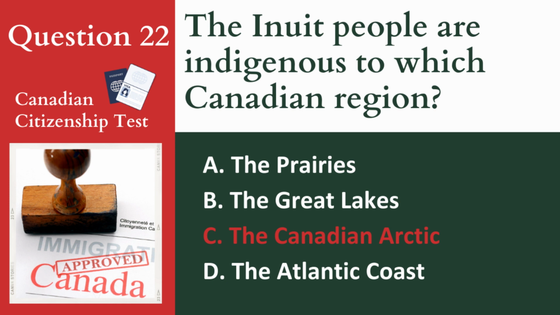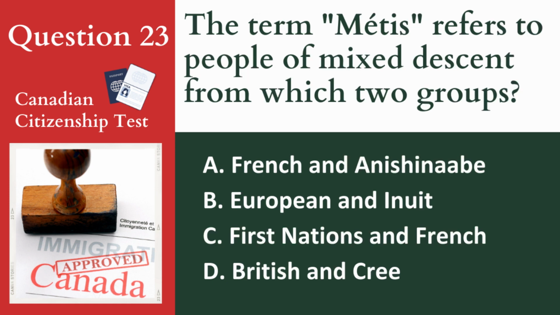Question 23. The term Métis refers to people of mixed descent from which two groups? A. French and Anishinaabe. B. European and Inuit. C. First Nations and French. D. British and Cree. Answer: C. First Nations and French. The Métis are people of mixed Indigenous and primarily French descent, with a unique culture that emerged in the West and Central North America during the fur trade era.